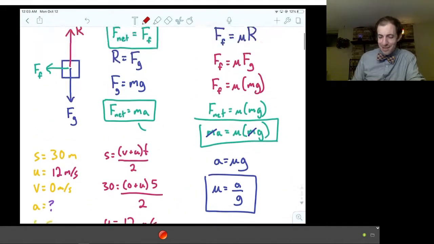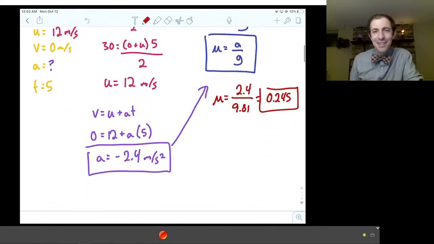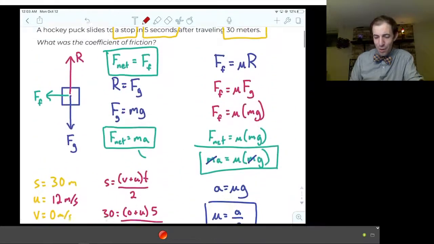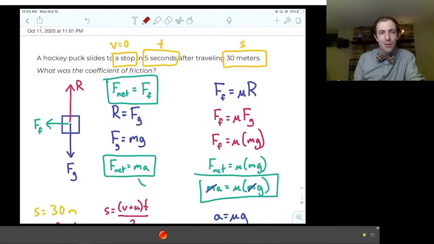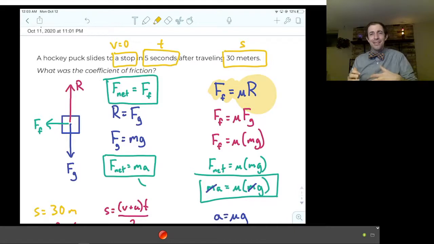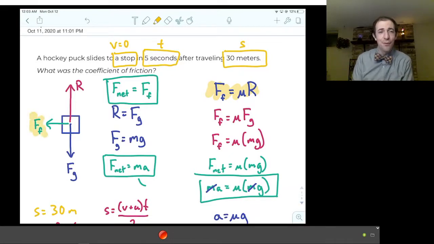So as a reminder, to get to that 0.245, where we started was we used our free body diagram to help us take this equation and give us more information. So instead of FF, we were able to convert that into the net force because FF is the only force that remains after things cancel. Then that net force is equal to mass times acceleration.